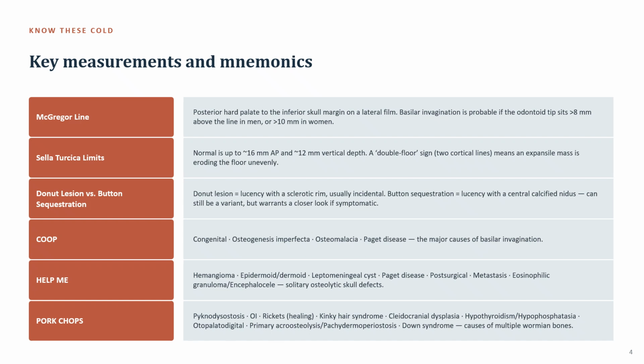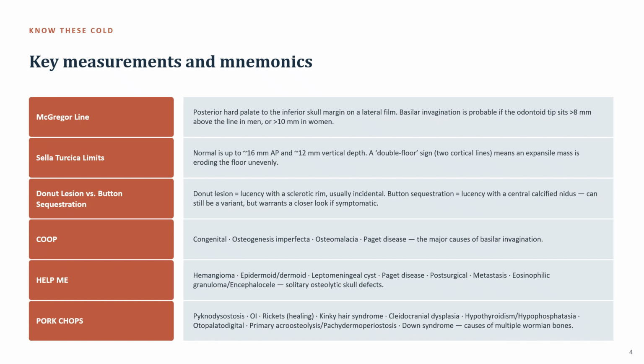There's also 3 mnemonics that are used to look at these skull classifications. The first one is COOP, and that is for our basilar invagination. So there are congenital anomalies. There's also that OI, osteogenesis imperfecta, that you learned about earlier in the term. We have the osteomalacia and also the Paget's disease. So the COOP is just the different diseases so that you don't have to say the names, but all of those are grouped in the COOP.